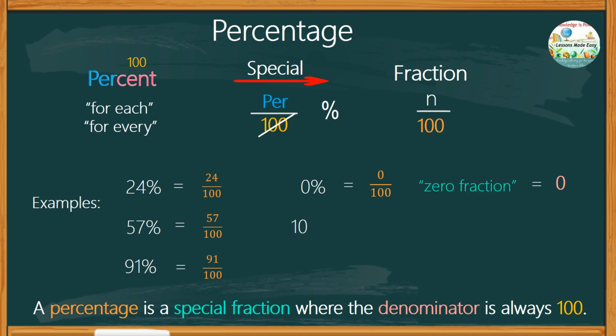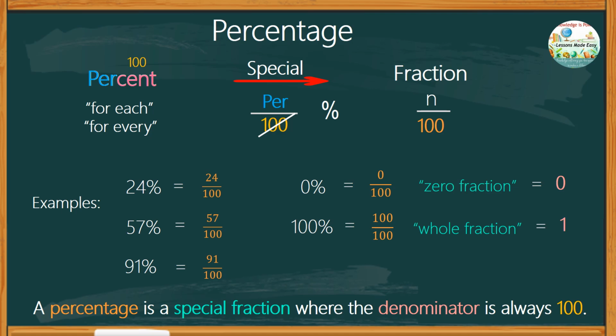What about 100%? Well, it simply means 100 over 100. We call this a whole fraction. When the top and the bottom numbers are the same, the value is equal to 1, or 1 whole.